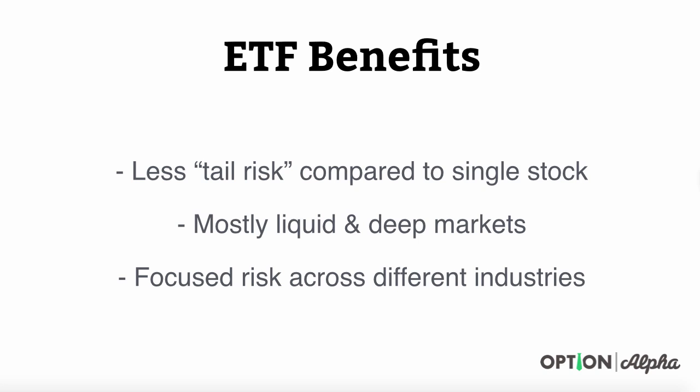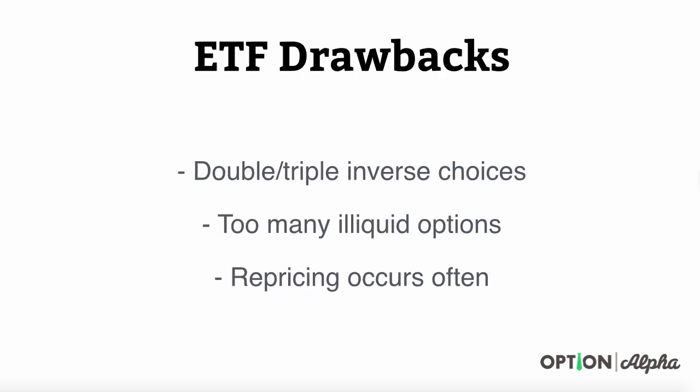And number 3 is you can have focused risk across different industries. So if we wanted to go into, say, financials and just trade financials, instead of doing it in 10 different securities, we could go into an ETF like XLF and trade just focused in the financial sector. And I think that's a really big benefit, is you can target different industries and sectors in your portfolio.